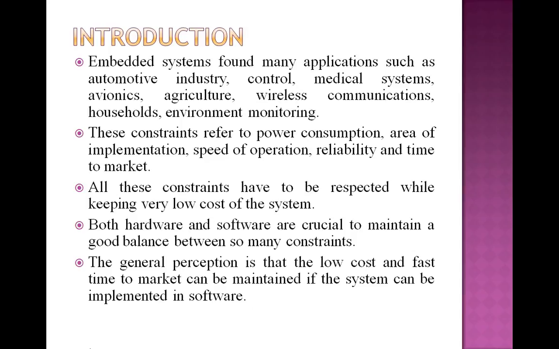All these constraints have to be respected while keeping the cost of the system very low. Both hardware and software are crucial to maintain a good balance between so many constraints. The general perception is that low cost and fast time to market can be maintained if the system can be implemented in software. Due to real-time system constraints, it is possible that a software implementation would not meet the speed and power consumption constraints. Therefore, it would be necessary that parts of the software implementation be migrated to hardware.